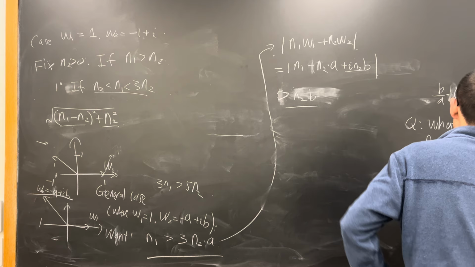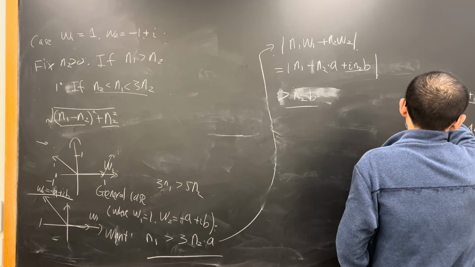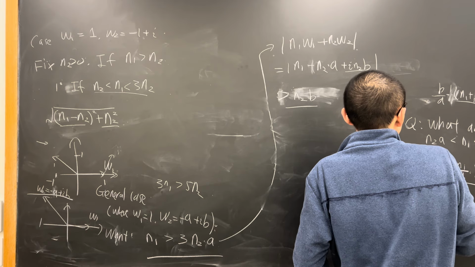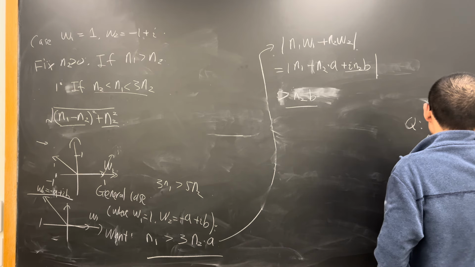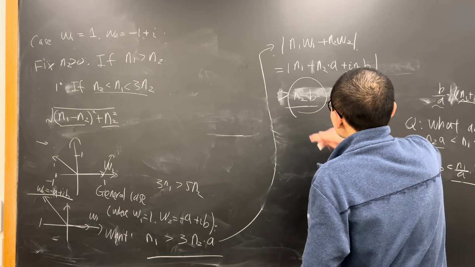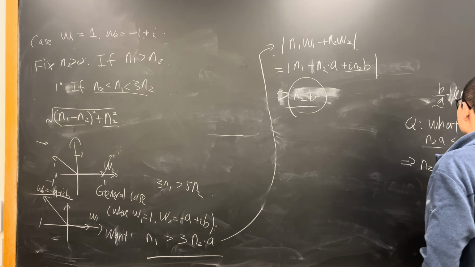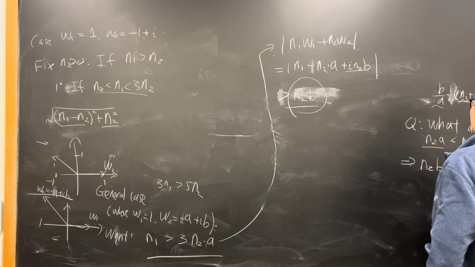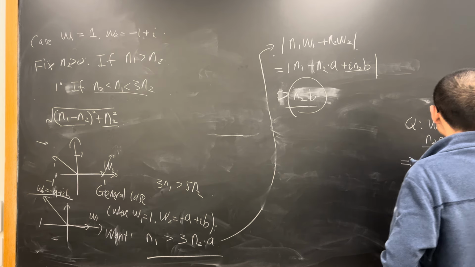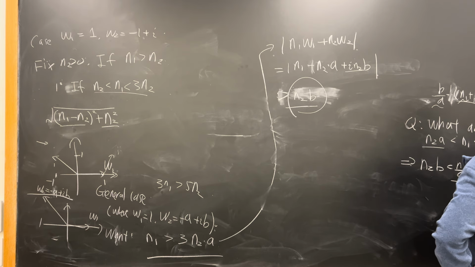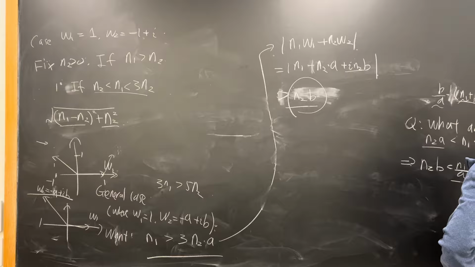Let's see. If you divide the whole thing by 3, then this term is being made less than this n2b, right? So then the question is, what about this term? For this term, this is really b over a times n2, right? So what do you want to multiply it by?